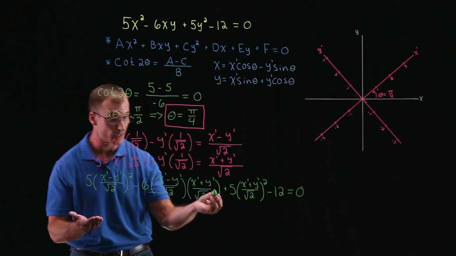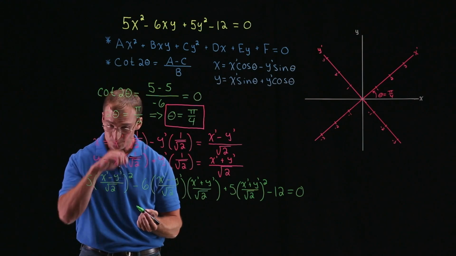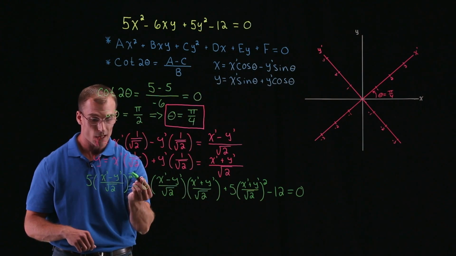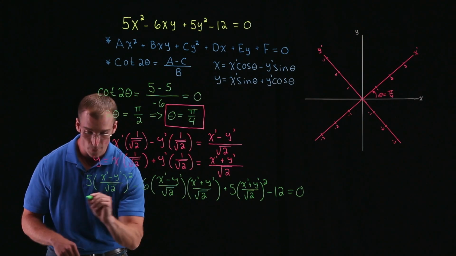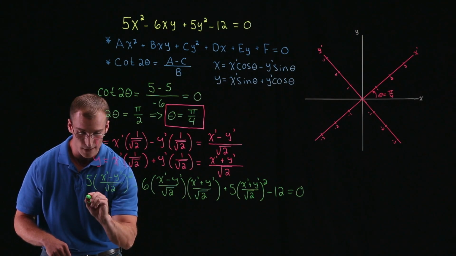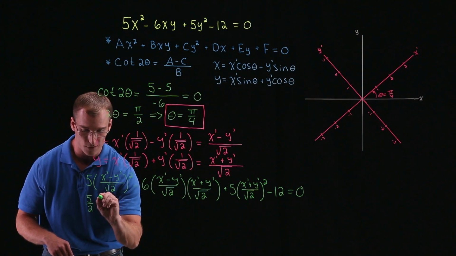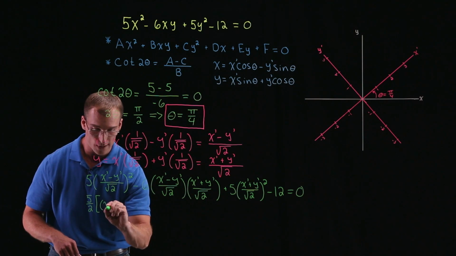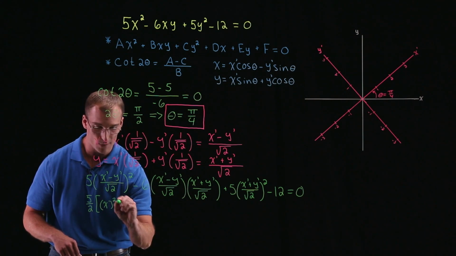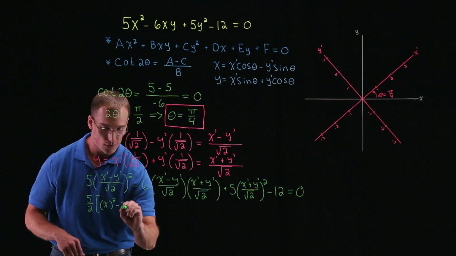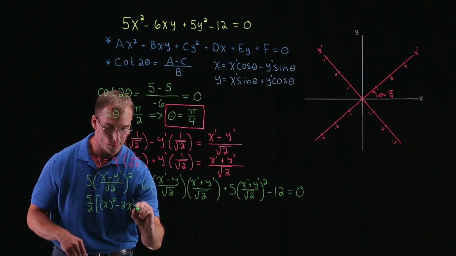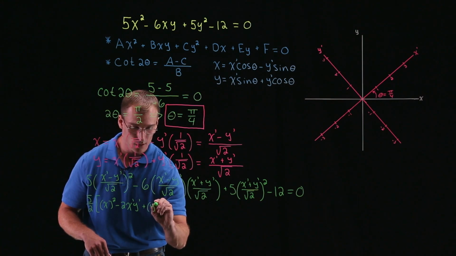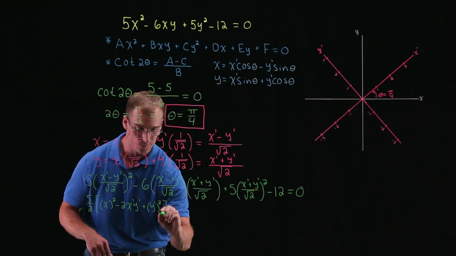From this we're just going to simplify and do some algebra. Taking it from the left, squaring this term, if we square the bottom we get 2. So we'll take that 2 to the outside and write this as 5 halves times the quantity. Now squaring our top, we get x prime squared minus 2 x prime y prime plus y prime squared.